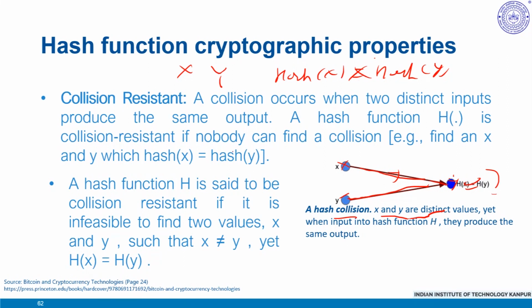A hash function is said to be collision resistant if it is infeasible to find two values x and y such that they are not equal to each other and yet h(x) equals h(y). One should not be able to get this kind of relationship, and if it is infeasible, then the function is said to be collision resistant.